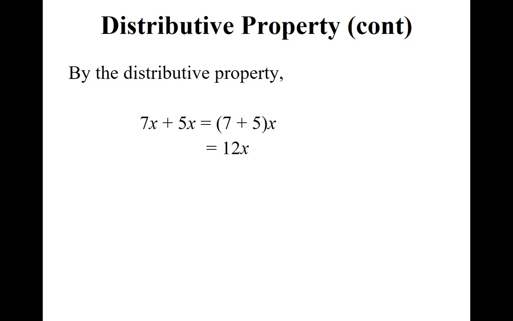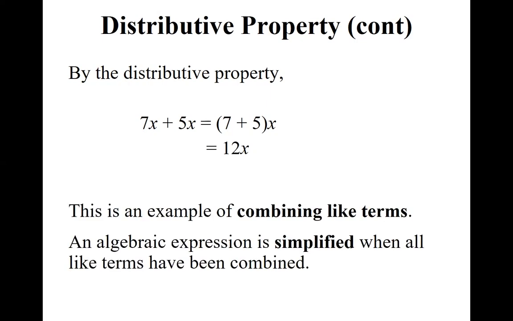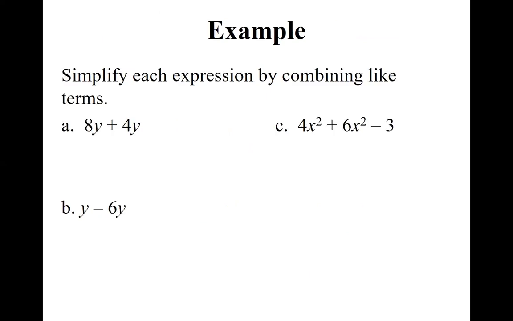I like to simplify this, though. Instead of thinking about it like the distributive property, I like to think of them as things. For instance, apples. 7 apples plus 5 apples is 12 apples. But instead of apples, we have x's. 7 x's plus 5 x's is 12 x's. This is an example of combining like terms. And we say that an algebraic expression is simplified when all like terms have been combined. So let's practice and combine like terms. 8y plus 4y, 8 of them plus 4 of them is 12 of them.